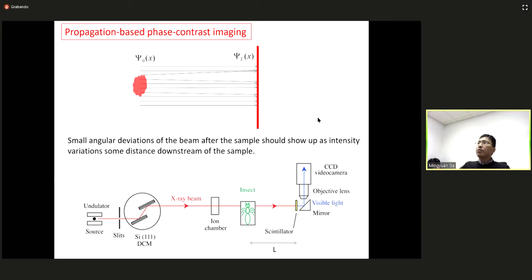The third one we want to introduce is the propagation-based phase contrast, which doesn't need any additional hardware. We just put the object into the beam and put a detector afterwards to detect signals. This is the beamline layout of propagation-based contrast imaging. The X-ray beam directly passes through your insect, your object, and we have a scintillator which converts the X-ray image into a fluorescent, visible light image, collected by the CCD camera. So we directly see through this one.